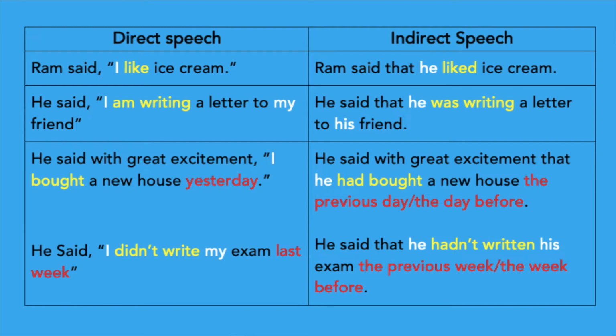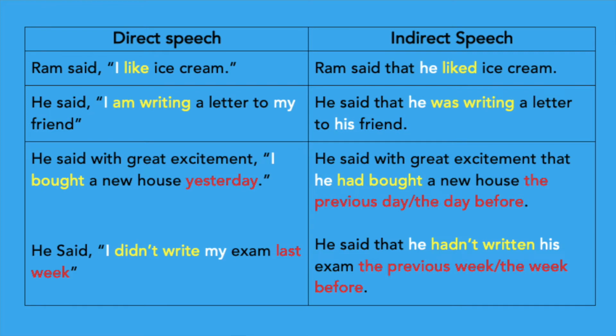He said, I didn't write my exam last week. Begin with he said that. He said that. I changes to he. Didn't write, as past simple negative, changes to past perfect negative, hadn't written. And last week becomes the week before or the previous week.